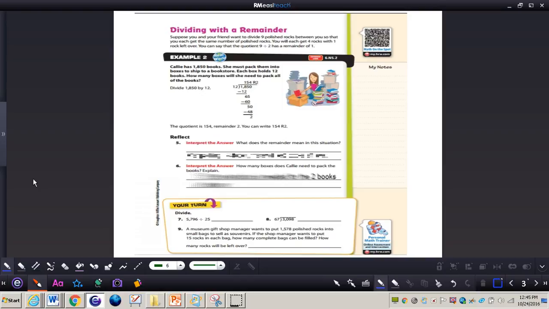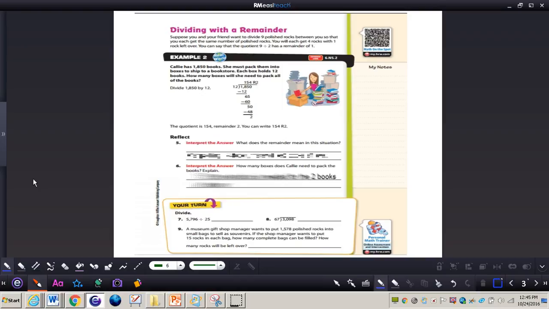So let's take a look at that example, a real world example here on page 109. It says Kaylee has 1,850 books. She must pack them into boxes to ship to a bookstore. Each box holds 12 books. How many boxes will she need to pack all of those books?